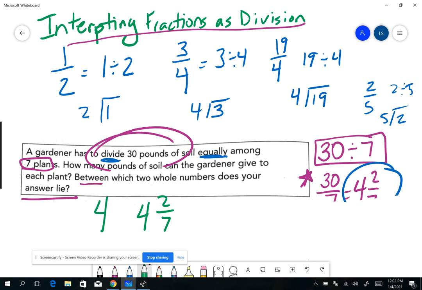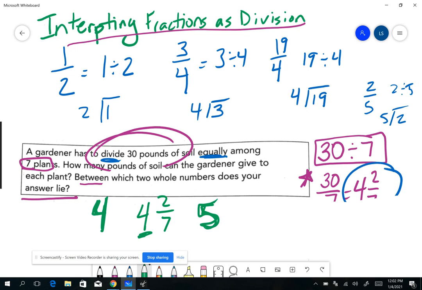It would be 4. It's between 4 and 5, because it's a little bit more than 4. It's 2/7 over 4, right? So here, this would be what it's between, 4 and 5. If I had 7/7 here, that would give me 5.